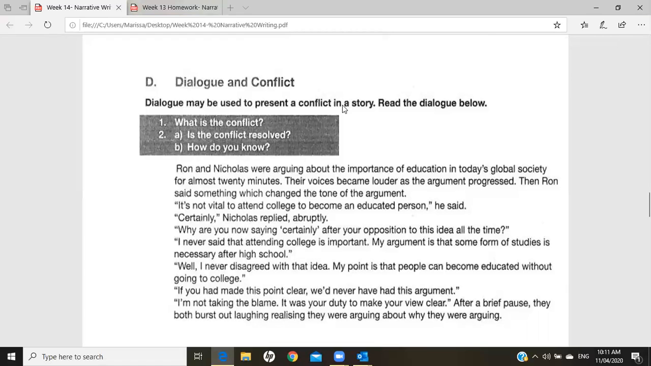Just from reading this little extract, what is the conflict that is taking place in this dialogue? The importance of education. Yes, they are arguing about the importance of education. And what specifically about the importance of education are they discussing?